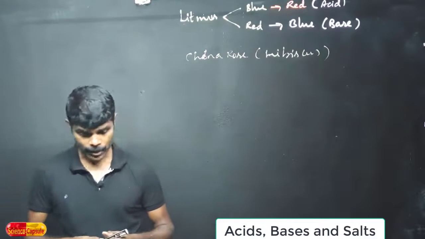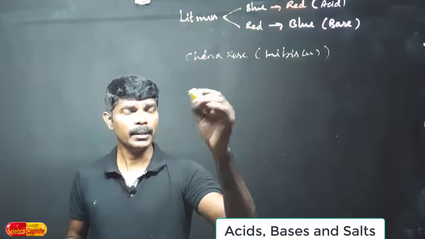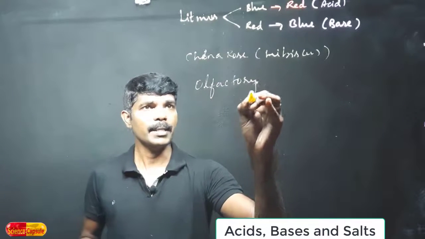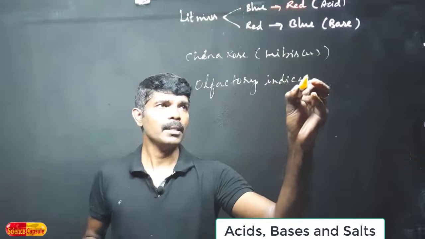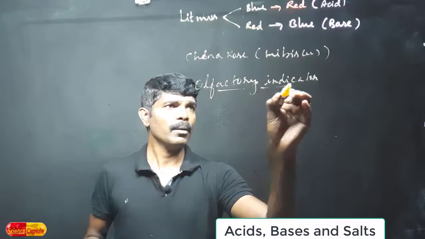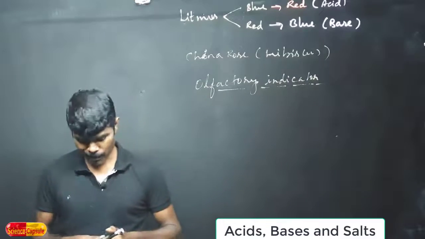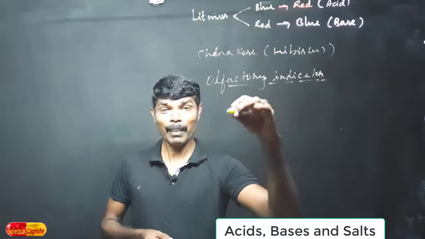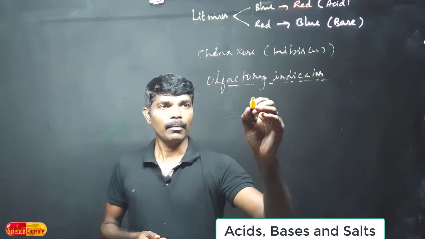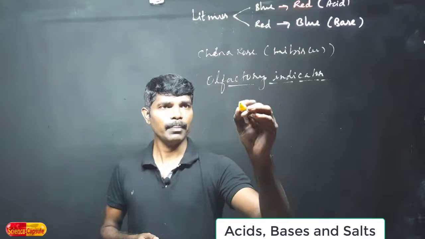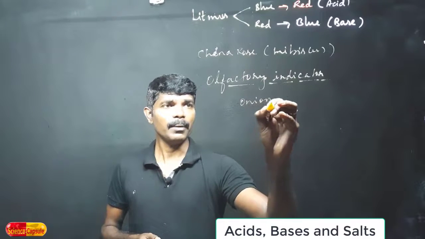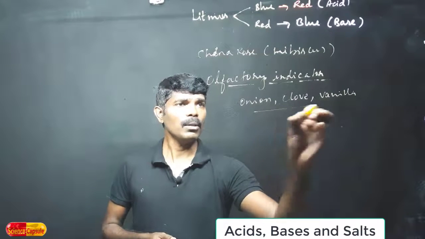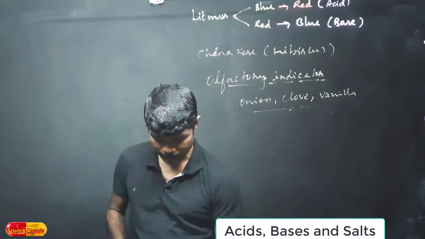Now moving further, let us understand one more type of indicator, that is olfactory indicator. When we talk about olfactory indicator, here we will not identify the presence of acids and bases by color change. In acid and basic media, the smell of the substance changes. For example, onion is one of the examples, clove is one of the examples, vanilla is one of the examples. So all these are the examples of olfactory indicators.